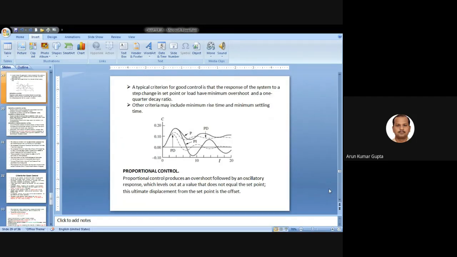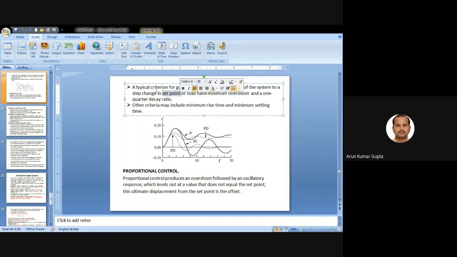A typical criteria for good control is that the response of a system to a step change in set point and load have a minimum overshoot and one quarter decay ratio. These are very good points. These are basically the typical criteria for good control, guidelines on how a system responds to a step change in a set point.